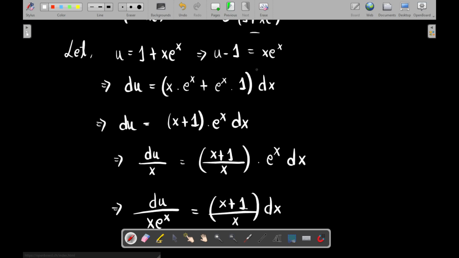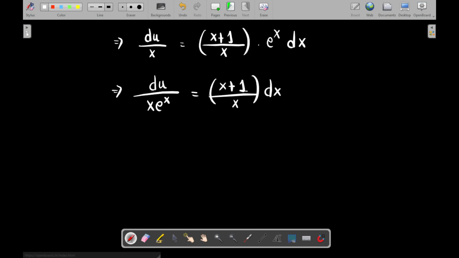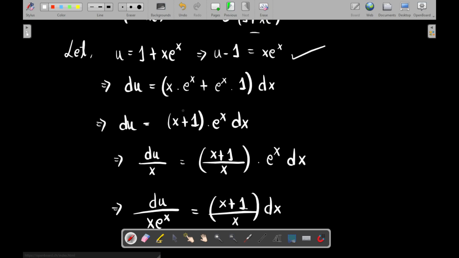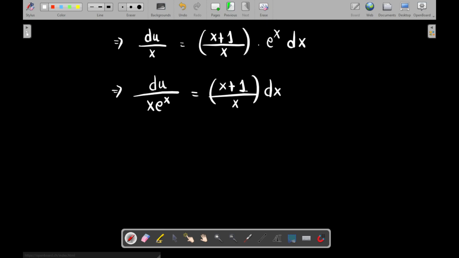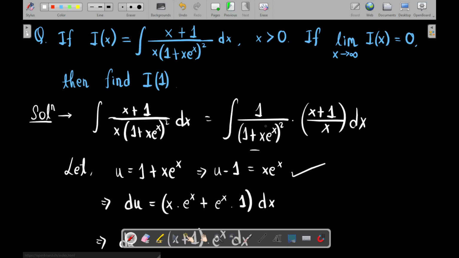Now we already have this x e to the power x is equal to u minus 1, right? So since we need to keep the right hand side in terms of x and left hand side in terms of u, we can use this substitution here. Okay, so we now get du upon (u minus 1) is equal to (x plus 1) upon x times dx. Okay, so these are the two substitutions that we can use here.